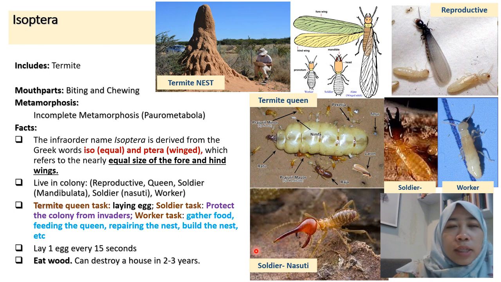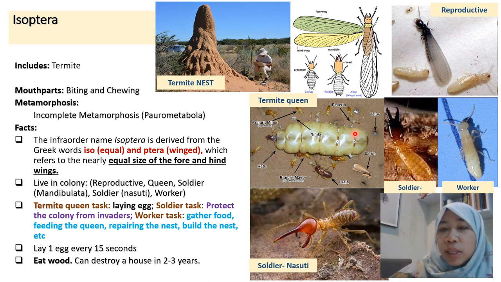Next, we move to the next ordo. Another ordo is Isoptera. Iso means the same or equal. Ptera means wing. So the ordo refers to the same wings. You can see in the picture, the forewing and the hind wing are the same. So it's called Isoptera, with equal size of the fore and hind wings. They live in a colony, and this is also a social insect with many castes, yang punya kasta. This is the queen. As you can see in the picture, this is the head, and this is the thorax, and the rest of the body is the abdomen.